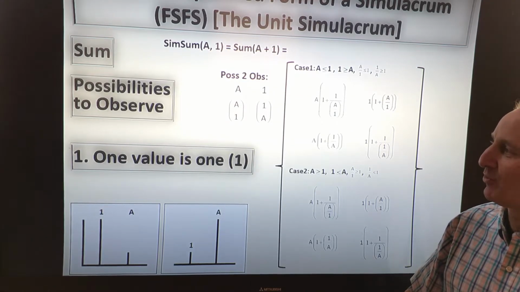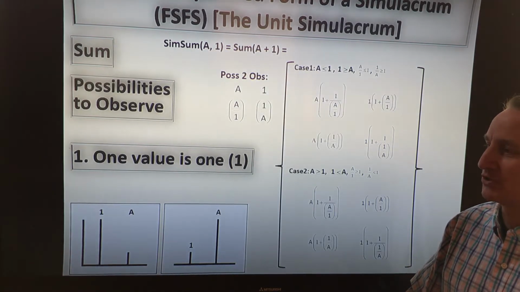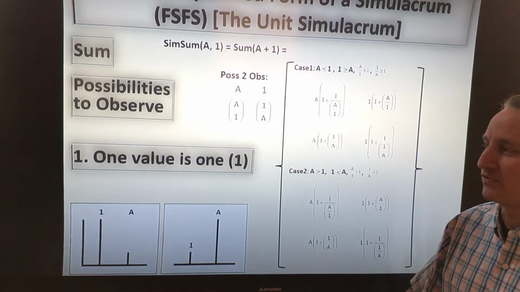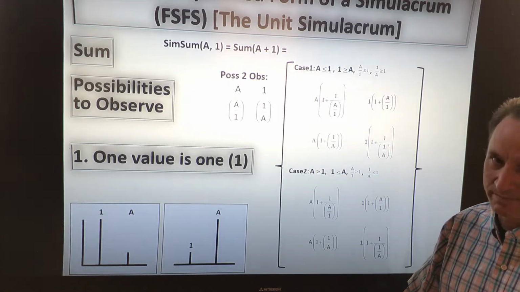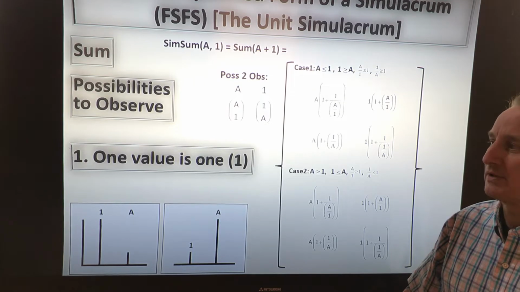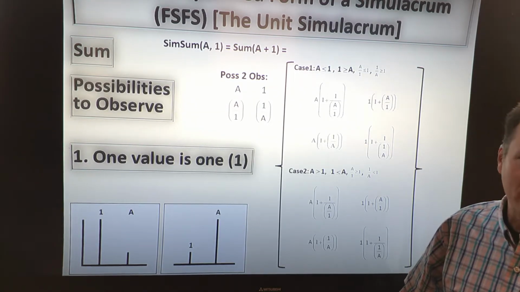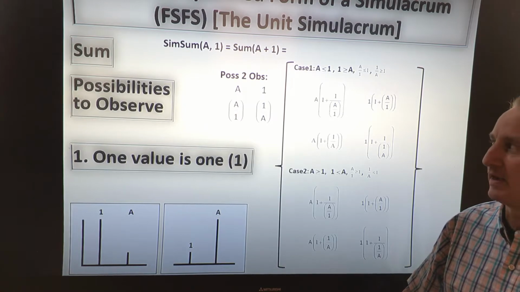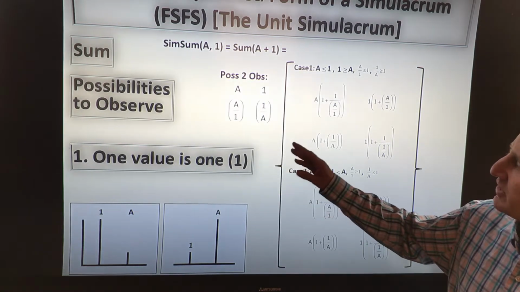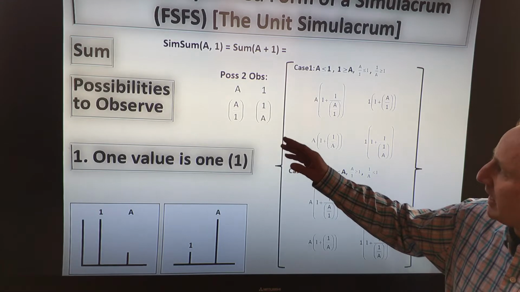Okay, up to this point, you've seen how the simulacrum system was discovered, and you've seen the unit simulacrum. At the end of the last part, I told you that you could make the unit simulacrum out of anything that has a unit defined. And so this is the generic unit simulacrum.